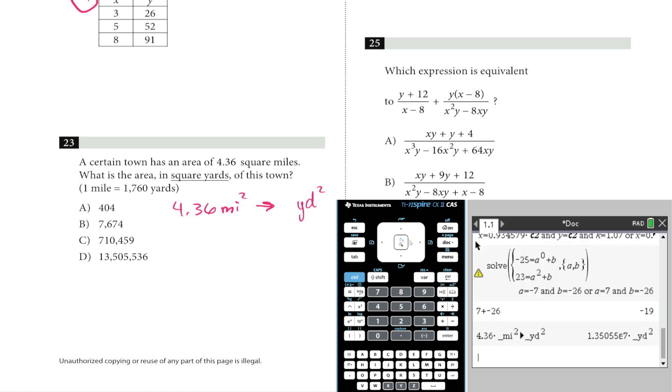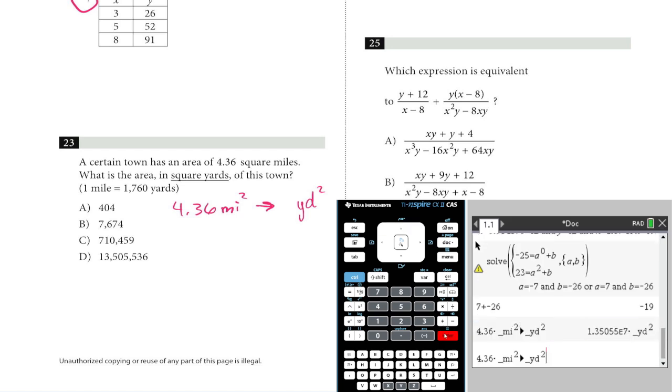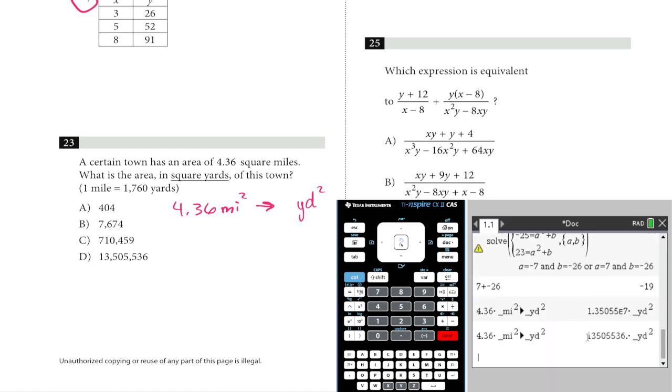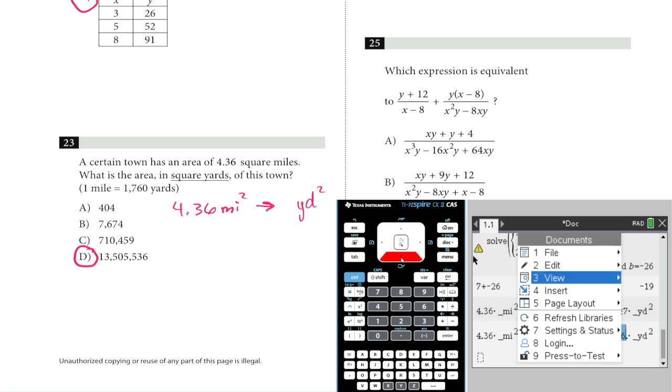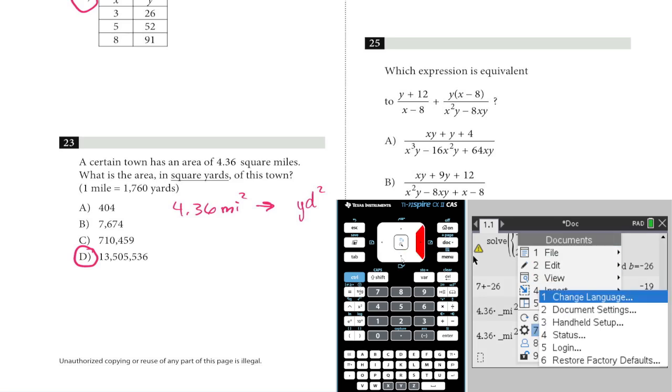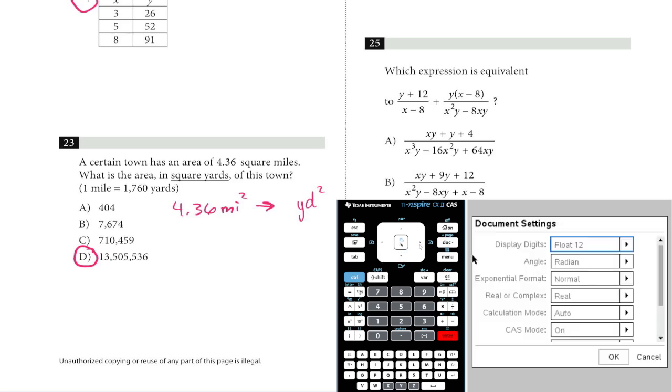I'm going to redo the same thing. I'm just going to go up and copy it. It's now going to give me the entire number without putting the e to the 7. The e to the 7 just means you're going to move the decimal place 7 times. But now looking at our answers here, it's D. And we could have seen that it was D just based off the numbers, but if you ever notice that happens, under Document, you go down to Settings and Status, Document Settings, Display Digits, Float, just make it 12.